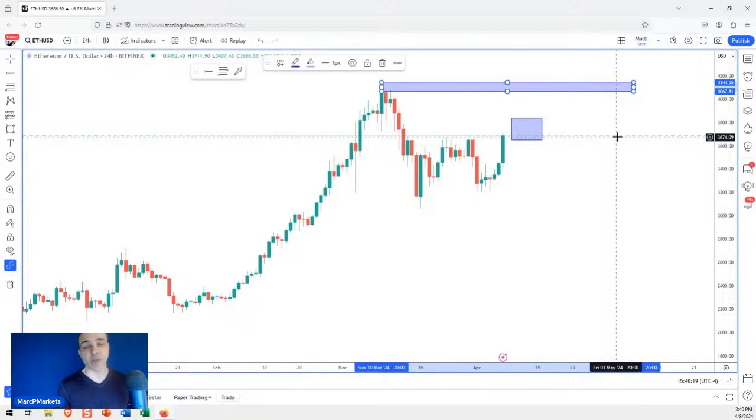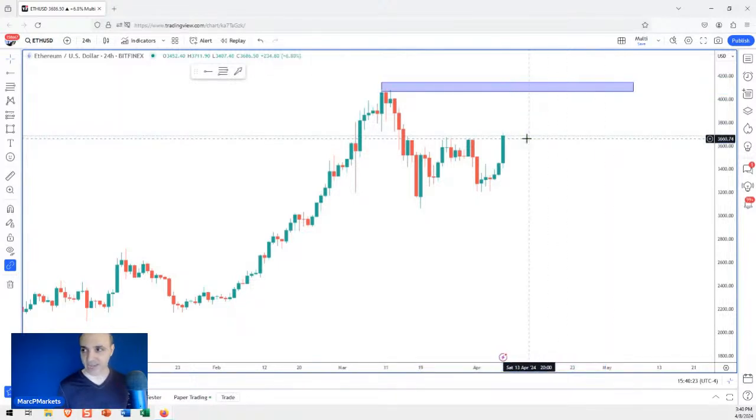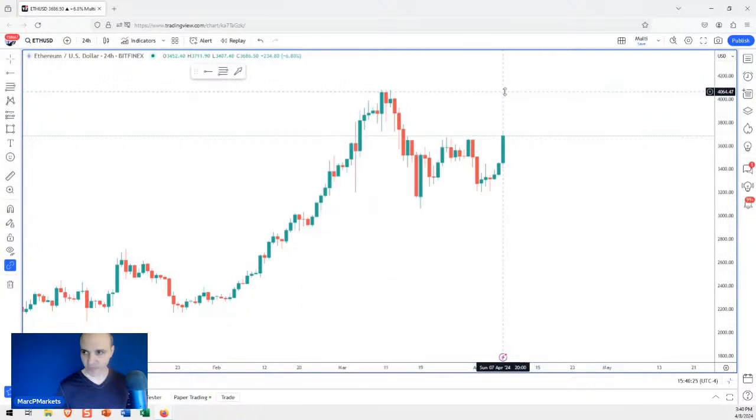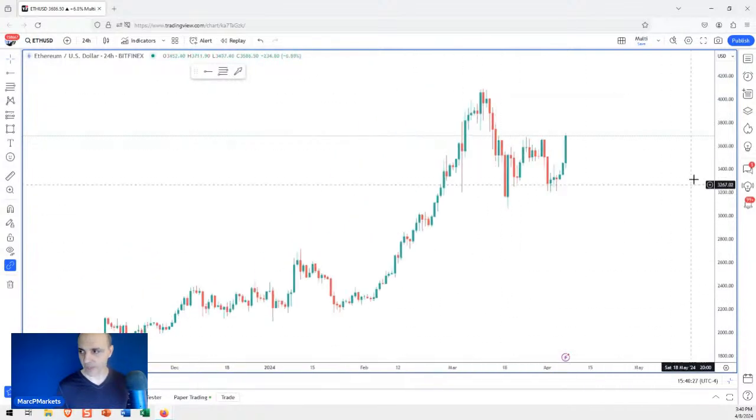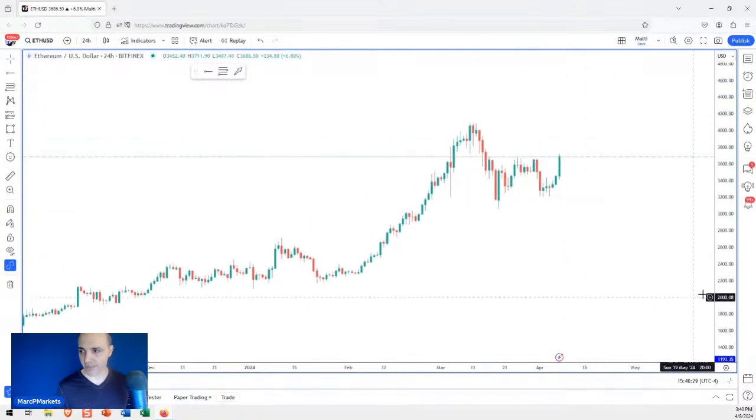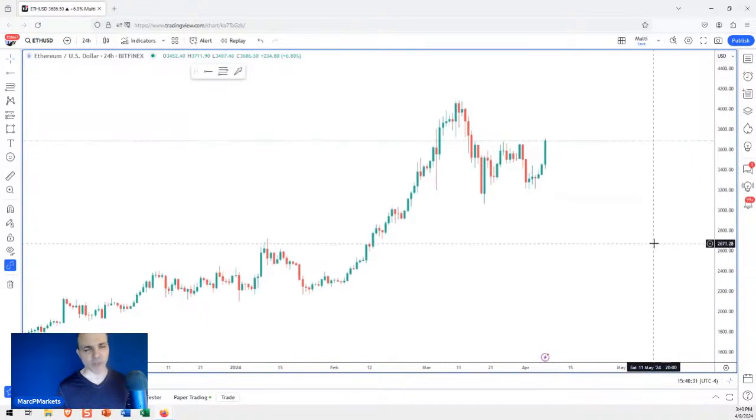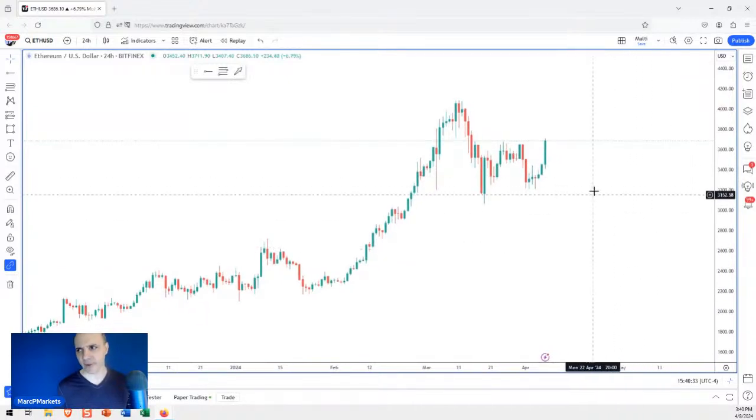Okay. So when dealing with Ethereum, you should really use Bitcoin as your guide. Does that make sense? Bitcoin really should be your overall guide because they follow each other pretty closely. All right, and that's how I would choose.